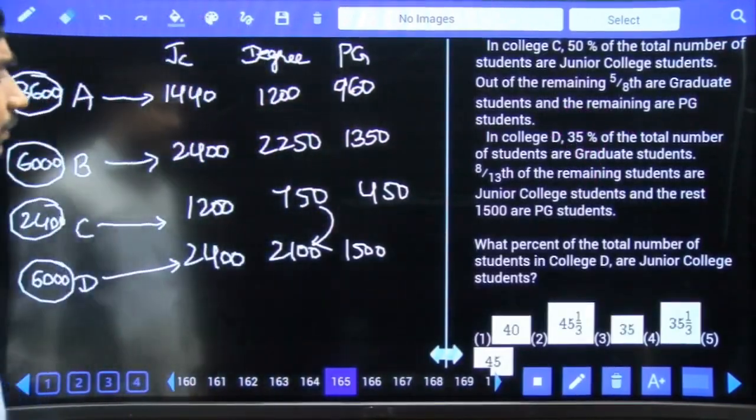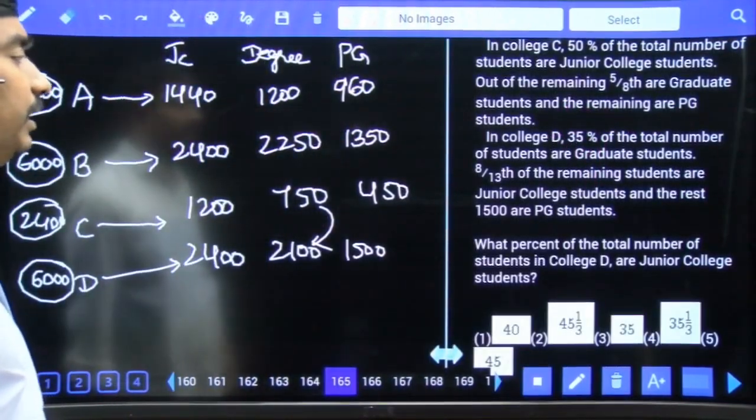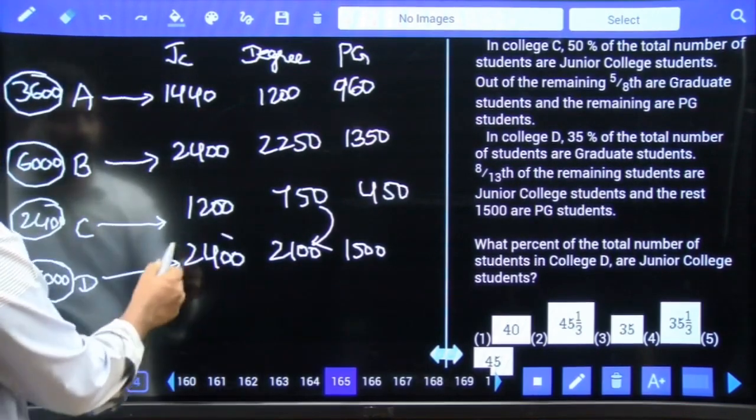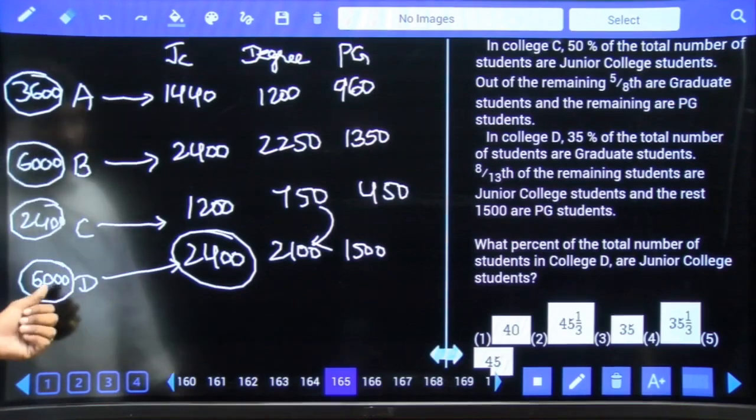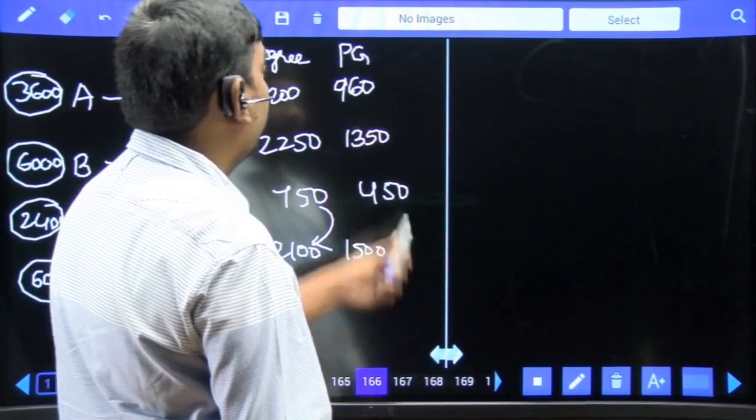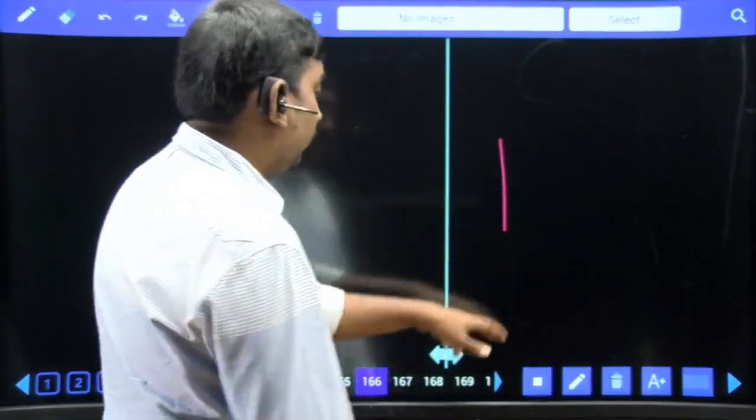What percentage of the total number of students in college D are junior college students? College D, total junior college 2400 out of 6000 means 40%. Next, question 161.